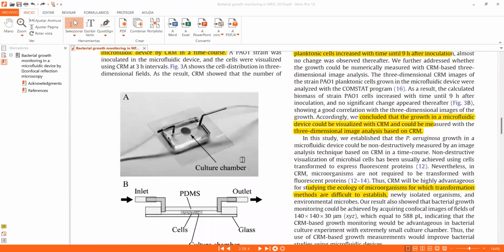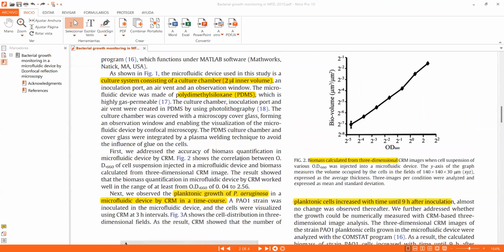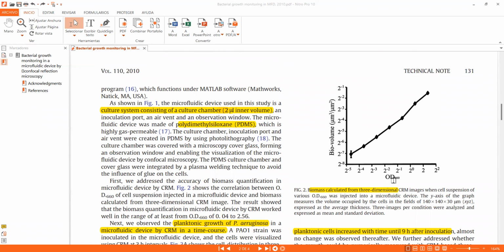So here they observe the planktonic growth of P. aeruginosa in a microfluidic device in a time course. Here we can observe they inoculate at different cell concentrations, and they calculate the biomass with a three-dimensional image by CRM. So they observe that the biomass increases, and it is higher with higher cell concentration.